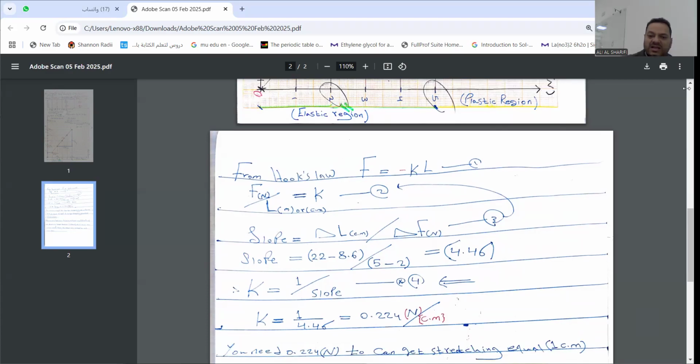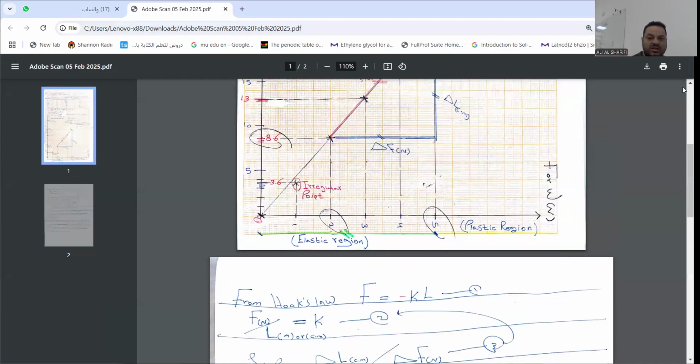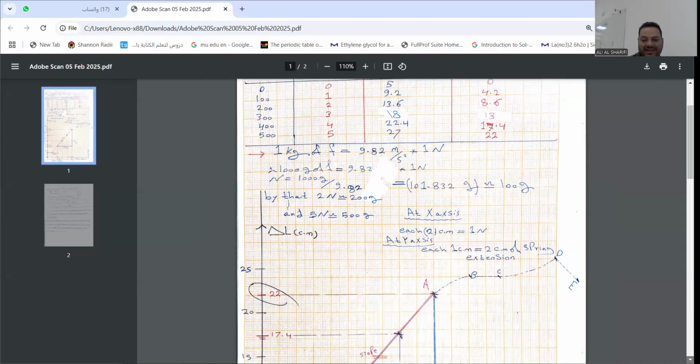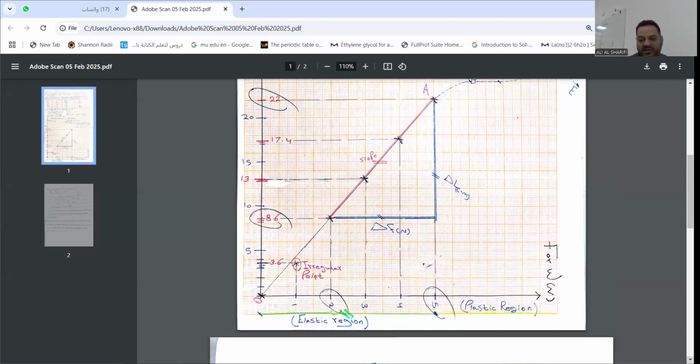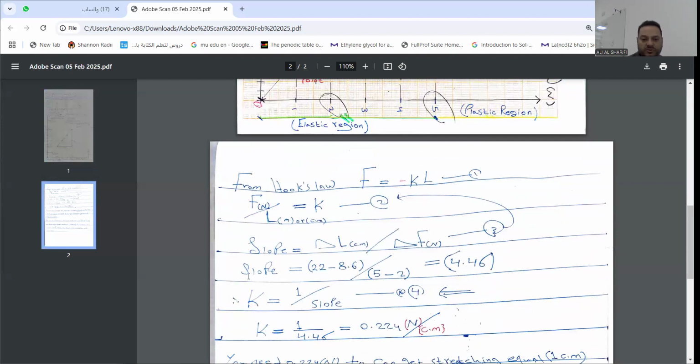Now, from this curve, I can't find the K force constant from this equation because I have 5 results of F, and the same thing with the stretching L, I have 5 results. By that, I can't use this equation, but I have another solution, the plot, the curve. I can use the slope from the triangle rule: slope equals delta L divided by delta F or weight, doesn't matter. This is equation number 2. If we look at equation number 1, we will find K equals the reverse of the slope. By calculating the slope, we can find the specific result of the K constant of the spring.